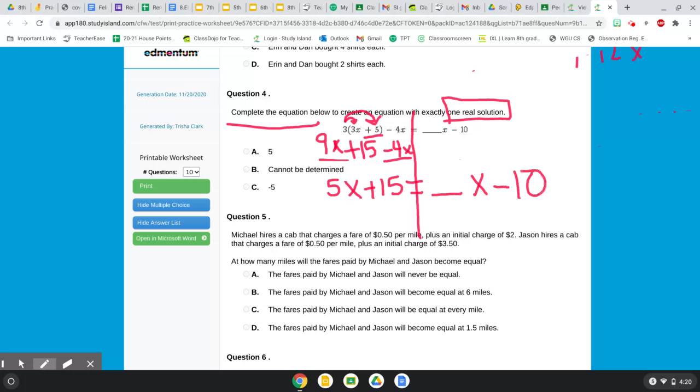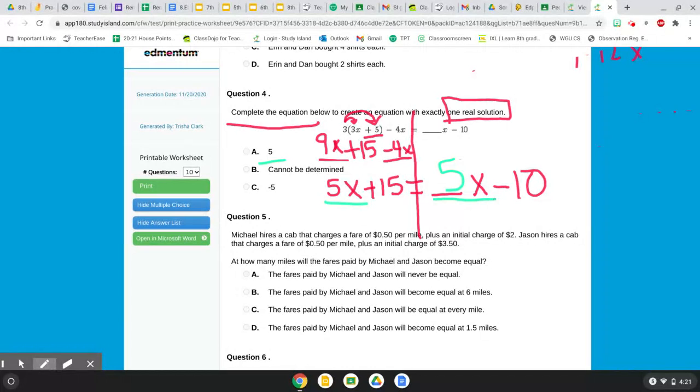So if I want one real solution, I've got to think about this. It gave me an option of 5, can't be determined, or negative 5. So I'm just going to substitute those in and think about them. I'm going to start with this 5. So if I start with 5, all right, let's think about this. Well, now I have exactly the same thing right here, 5x and 5x.